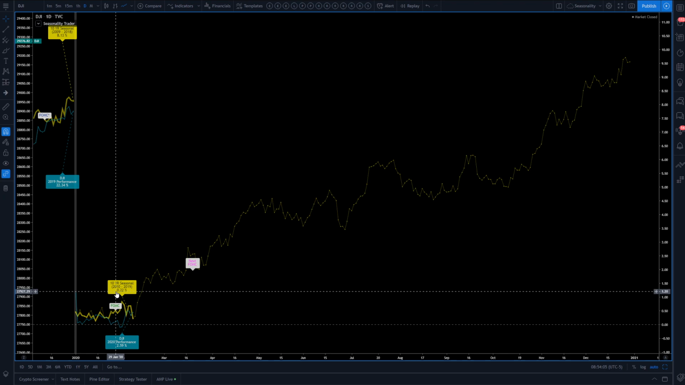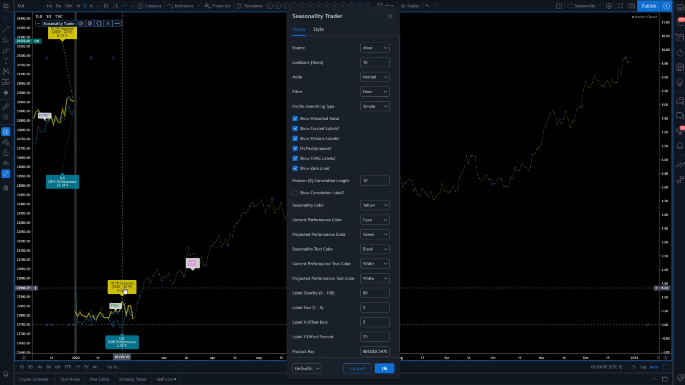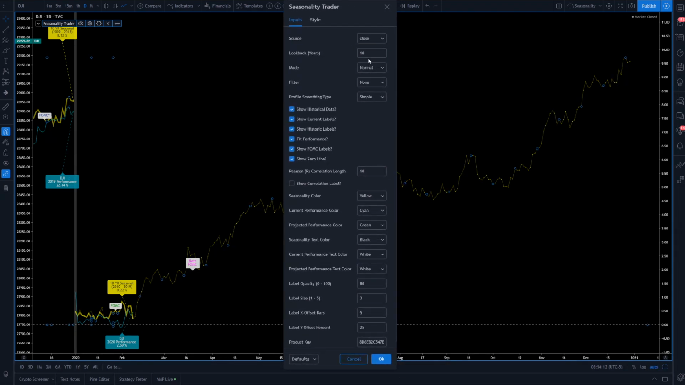This is a script that I made on TradingView that can plot the seasonality profile for any ticker, any look back in years, and show you the profile as it was in the past with the years. Like this one shows the profile was 2009 to 2018 as it was last year, and this current 10-year profile is composed of 2010 to 2019.